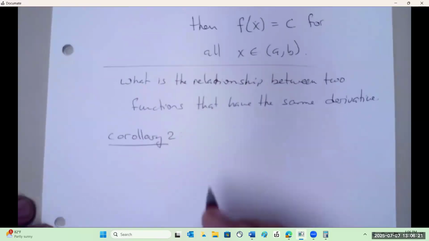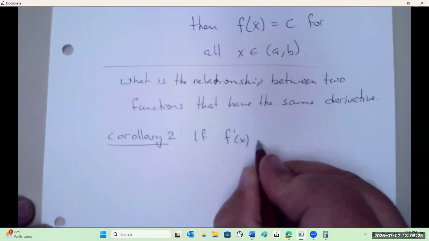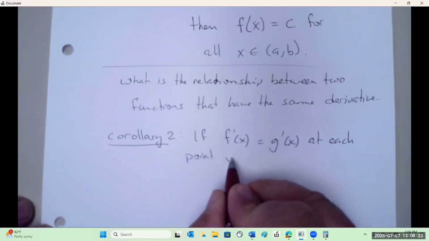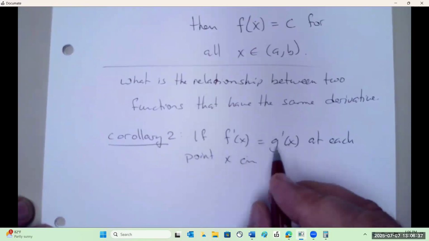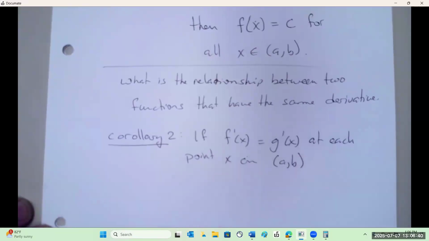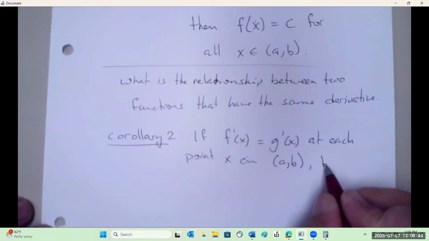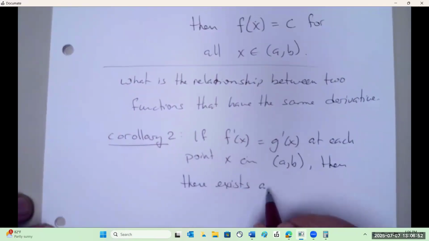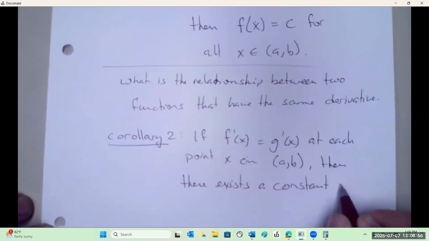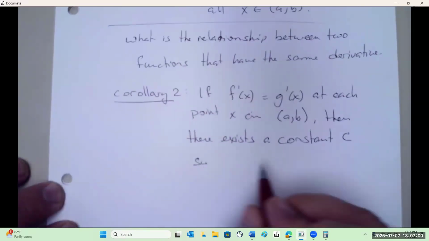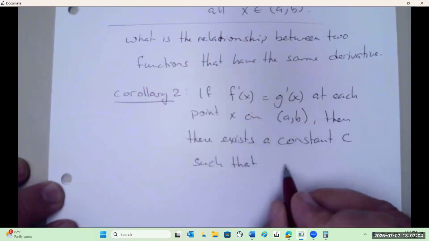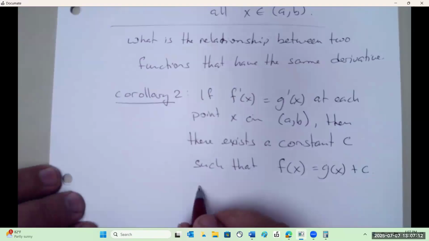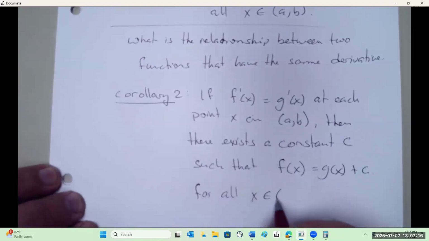Corollary 2. If f prime of x equals g prime of x at each point x on the open interval AB, because they have to be interior points, then there exists a constant c, a constant value c, such that f of x equals g of x plus c for all x's in my open interval AB.